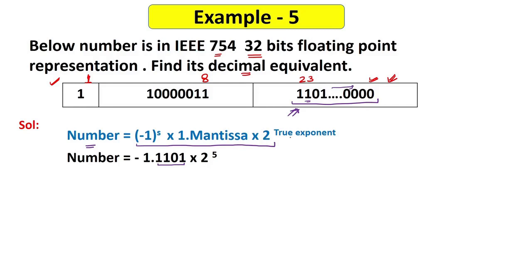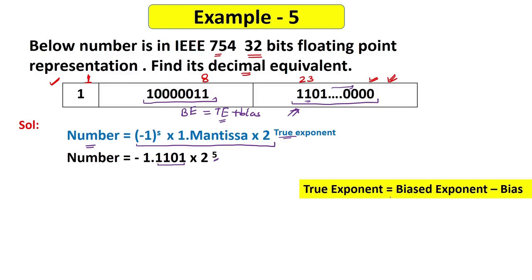Now into 2 to the power true exponent, I have written 5. So how have I got this true exponent? As we have seen, this is the biased exponent, and the biased exponent is equal to true exponent plus your bias value. But I want the true exponent. So my true exponent, as I have told you, will be equal to the biased exponent, that means this much, minus the bias. That means I have to subtract the bias value whenever I am retrieving and calculating my decimal number. Then I have to subtract it from this biased exponent.